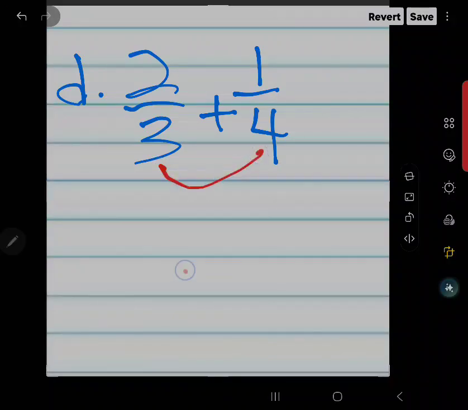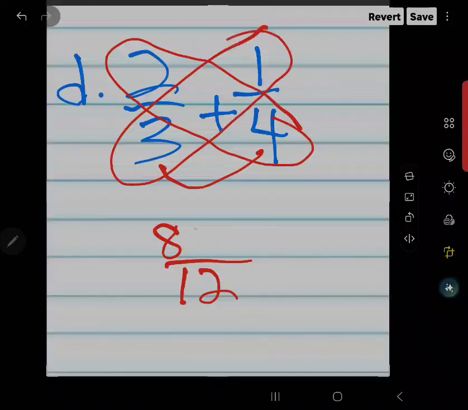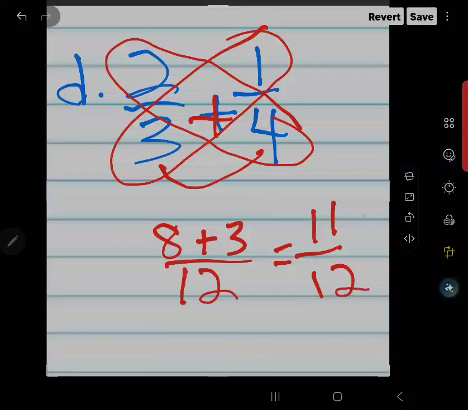3 times 4, that gives me 12. And then 2 times 4, that is 8. 3 times 1, that is plus 3. And the reason I'm writing plus is because there's a plus right there. So 8 plus 3 is 11/12. And that is in lowest form, so I'm going to go ahead and circle it. That's my answer. All right, one more and we're done.